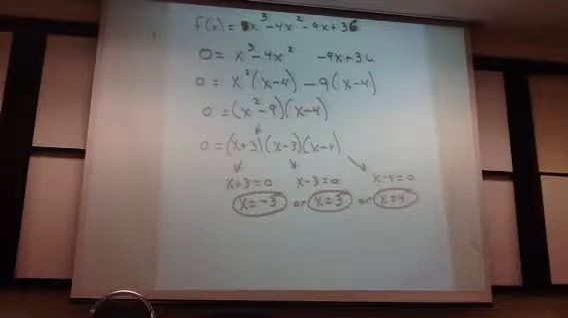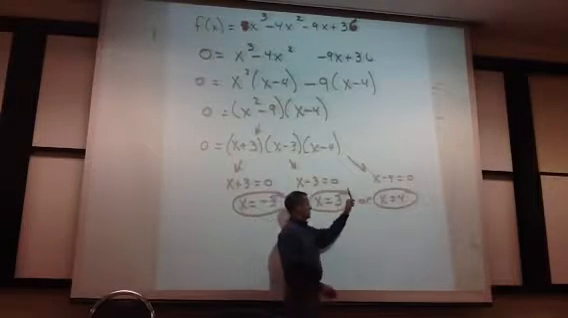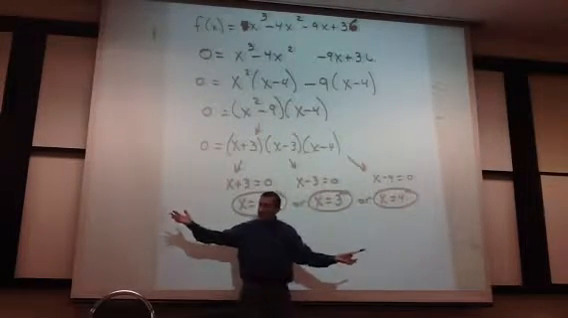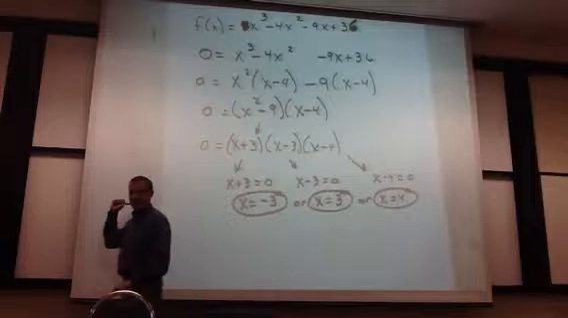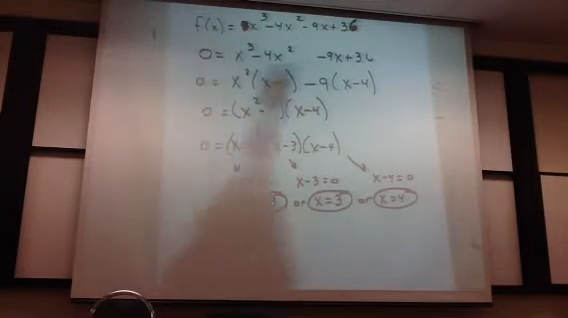In other words, this curve, and this x cubed thing is going to be a curve, crosses the x-axis at -3, +3, and 4. Whatever it looks like, it crosses the x-axis at those 3 points. Those are your zeros of the function. They're also the solutions to that equation.